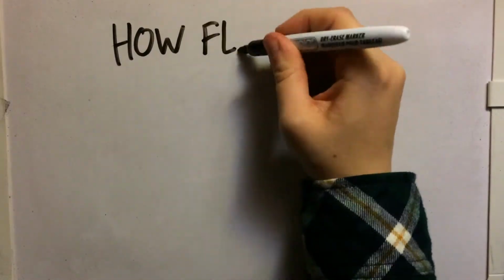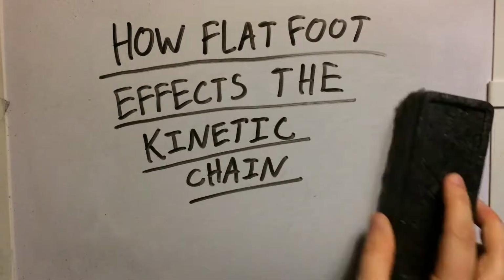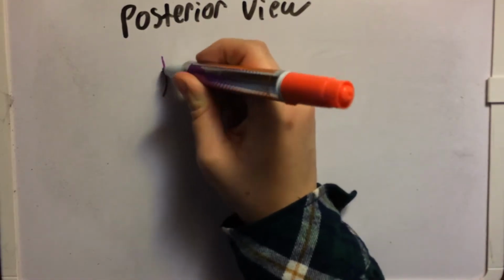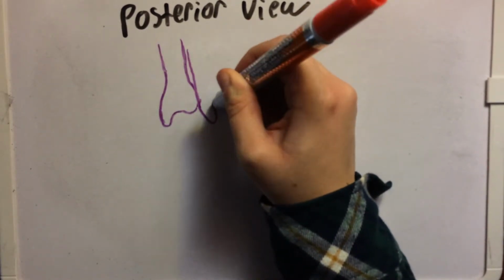So now let's answer the main question. How does flat foot affect the rest of the kinetic chain? So flat foot, especially flexible flat foot, is strongly correlated with overpronation in the subtalar joint. The subtalar joint connects the foot to the shank.